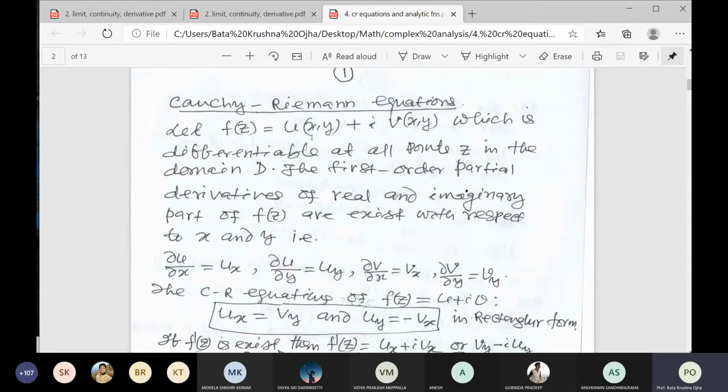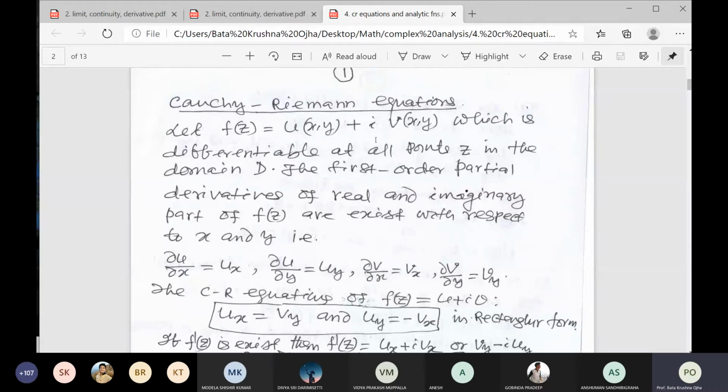If u is a function of x, y, z, three variables, similarly we find the derivative of u with respect to x, y and z. So when you take the derivative with respect to one variable, the other variables are treated as constants, and you know the derivative of a constant is 0. So here we claim that u and v are continuous, that is, the first order partial derivatives of u and v exist with respect to x as well as y.